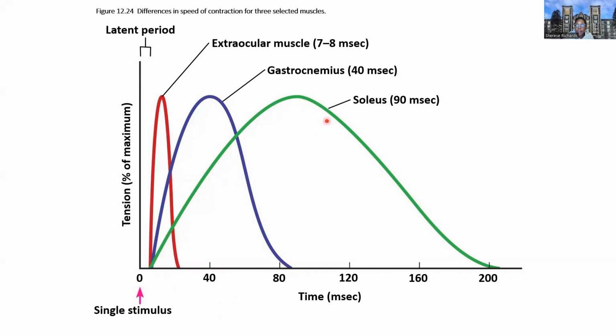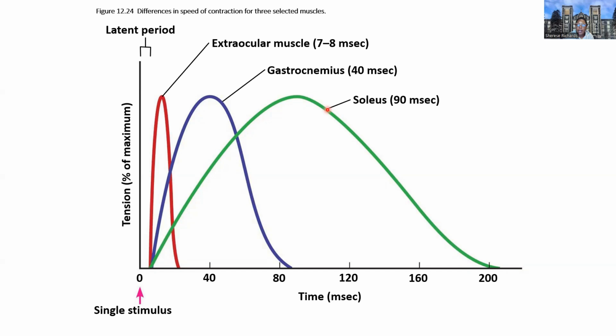And then the soleus muscle, this is a really slow muscle. This is one that is deep or underneath the gastrocnemius muscle, also in the calf. But this muscle is more so a postural muscle. It's always contracting while we're standing, walking, right?